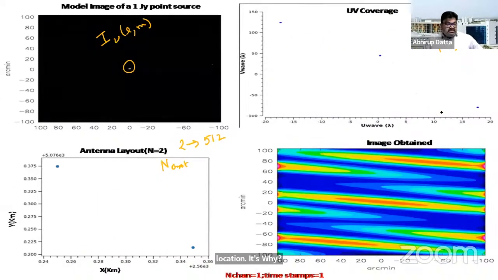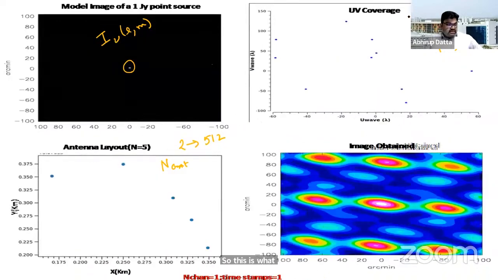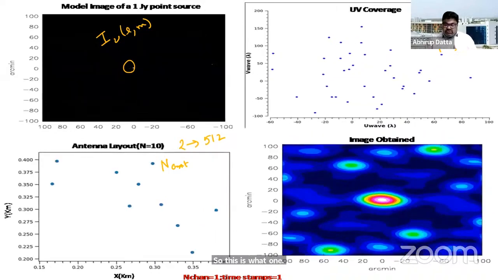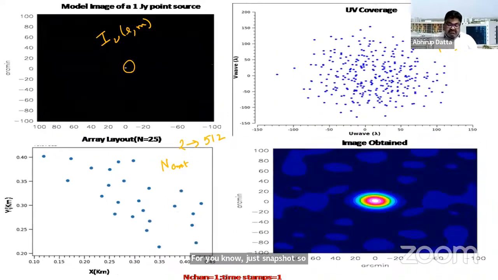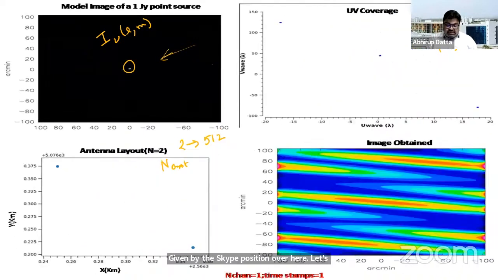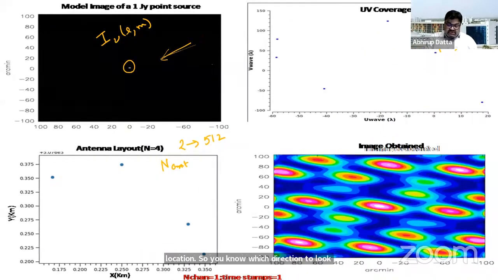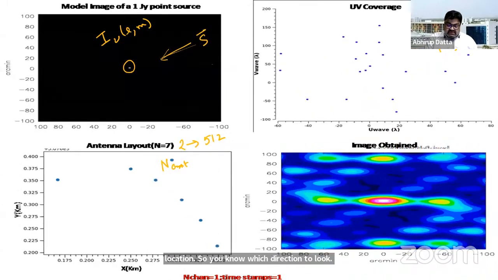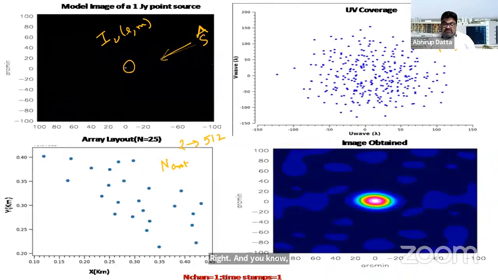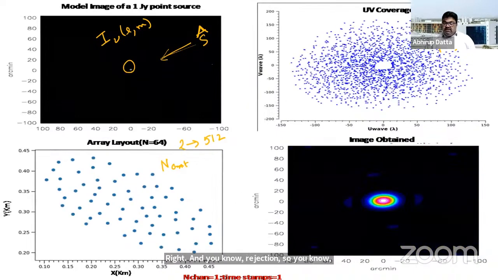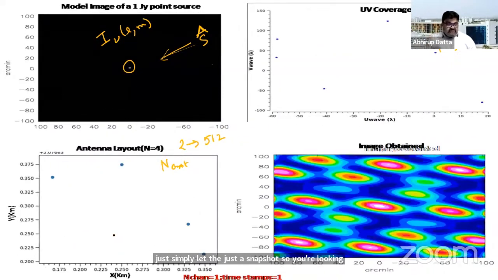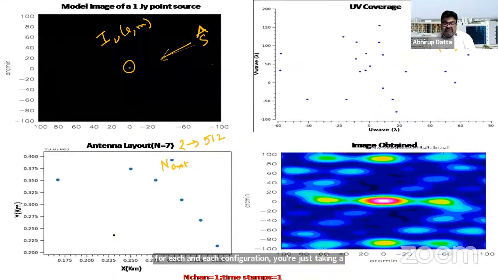So this is what the UVW coordinates are for, just a snapshot. You're looking at one particular direction given by the sky position over here. That's your location, so you know which direction to look. So this defines your S, right? And you know your direction, so you know X, Y, Z. So just simply, it's just a snapshot. For each antenna, each configuration, you're just taking a snapshot. So you have the UVW values.